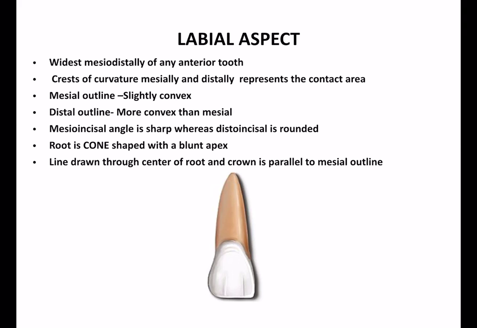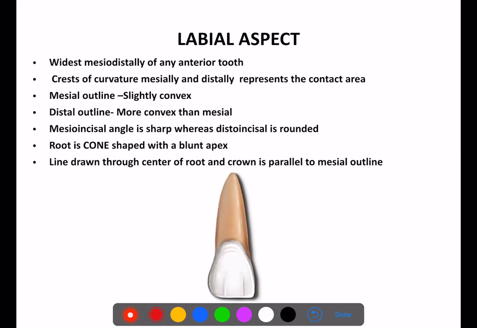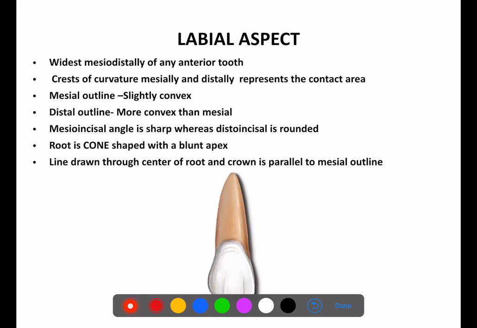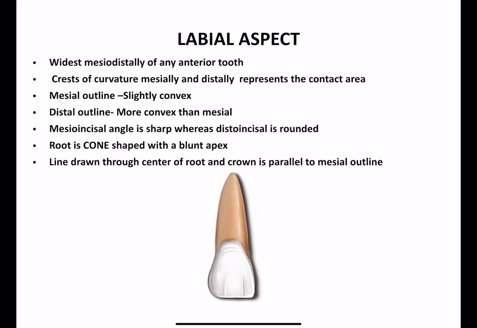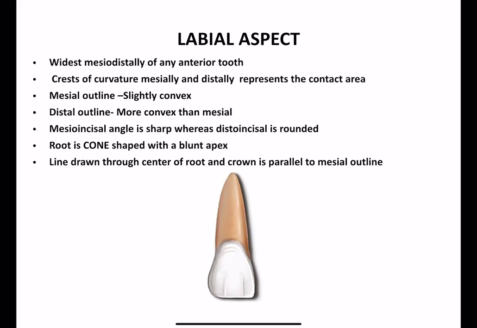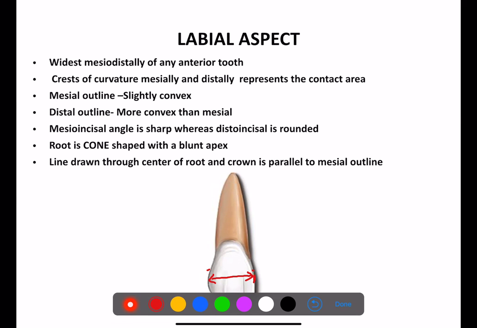Maxillary central incisor is the widest of all the anterior teeth mesio-distally. So this is the important point regarding the labial aspect of the maxillary central incisor. It is the widest mesio-distally of any anterior tooth, and the crests of curvature, mesially and distally, represent the contact area. In this diagram you can see the mesial outline is slightly convex, whereas the distal outline is more convex when compared to the mesial outline.